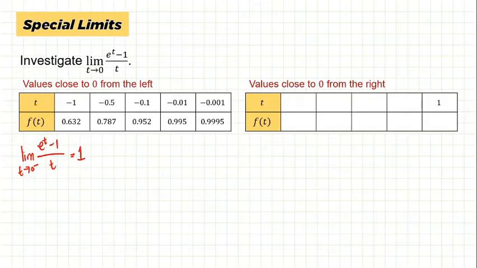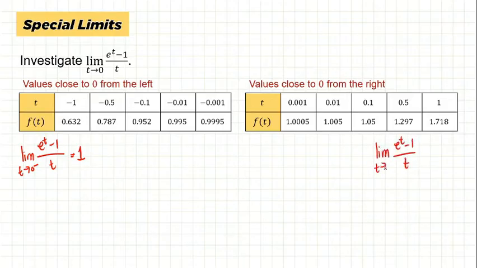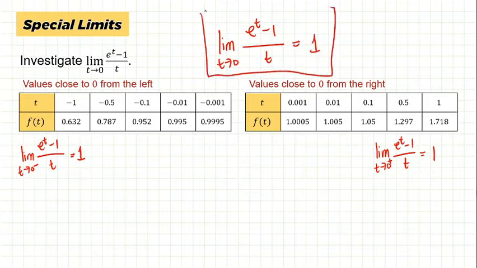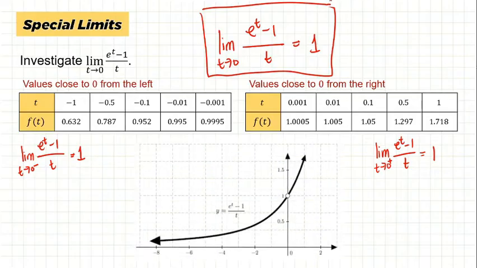Now, how about from the right? So we have these values of t and the values of the function approach 1 pala. So therefore, the right-hand limit is equal to 1. Therefore, we say that the limit of e to the t minus 1 over t as t approaches 0 is equal to 1. So please take note of this formula. And the graph of the function looks like this one. So makikita natin yung hollow point at t equal to 0 and the limit is equal to 1.